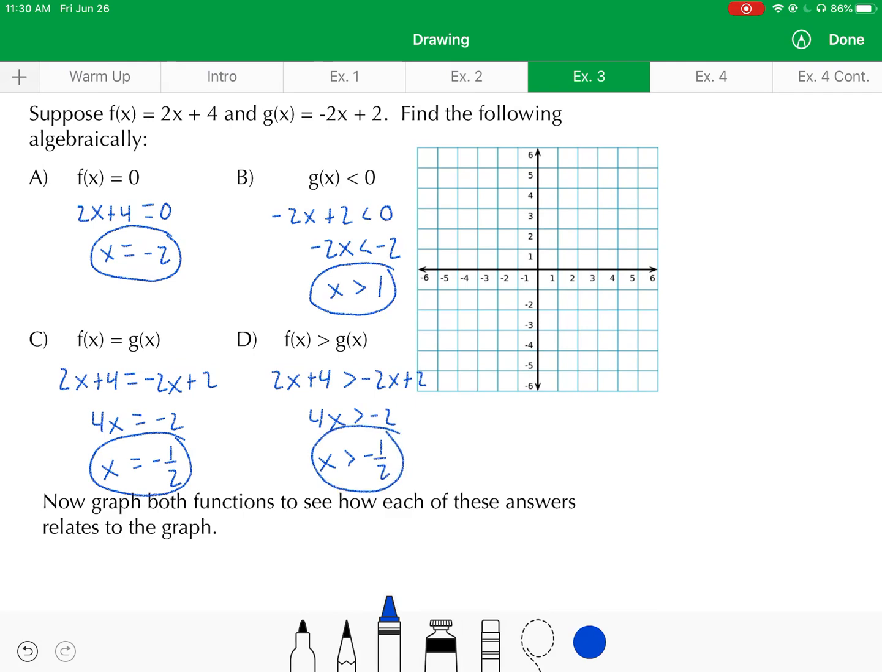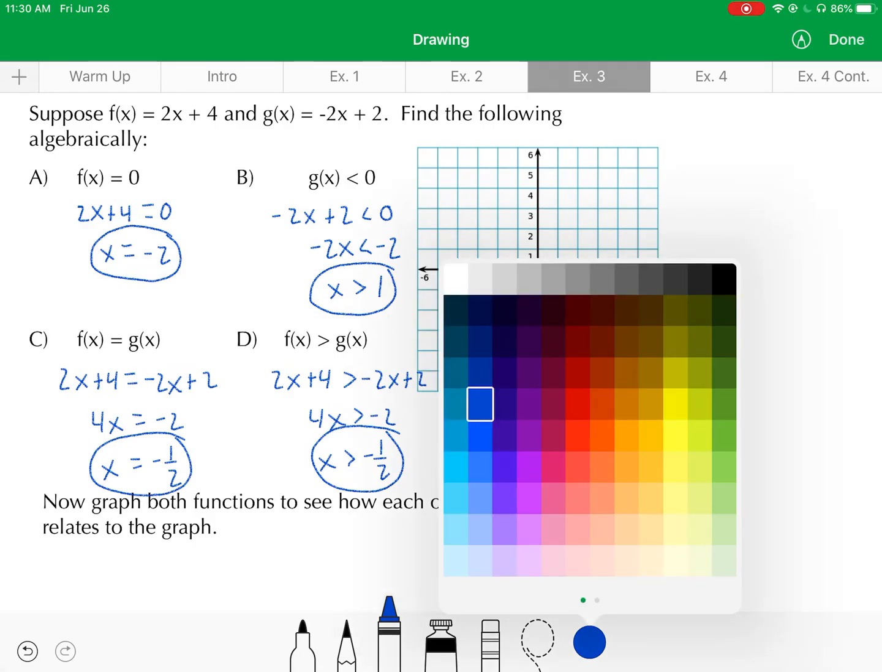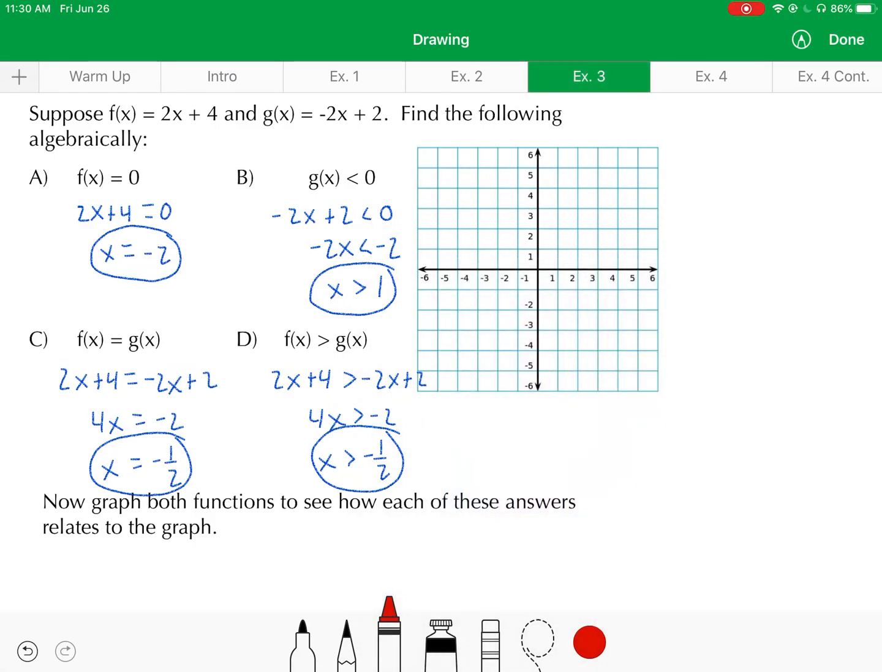All right. So now let's graph both of our functions as lines and see how our answers for these four problems relate to those graphs, okay? I'm going to graph f in red. It's got a y-intercept of 4, slope of 2. I'm going to fill up the graph with as many points as I can.